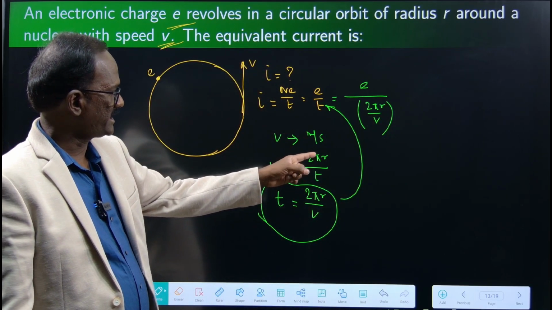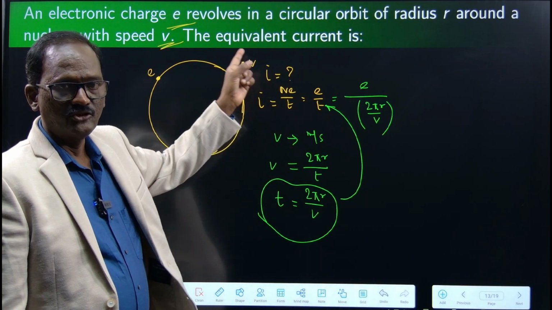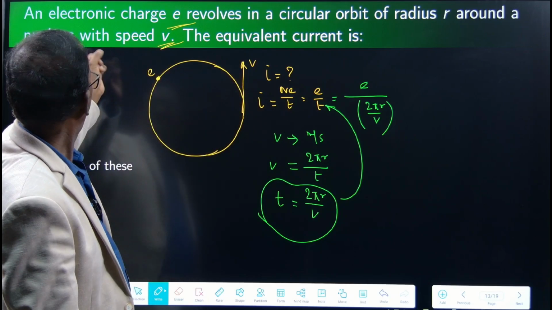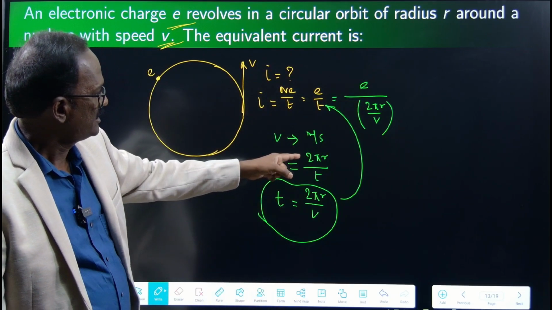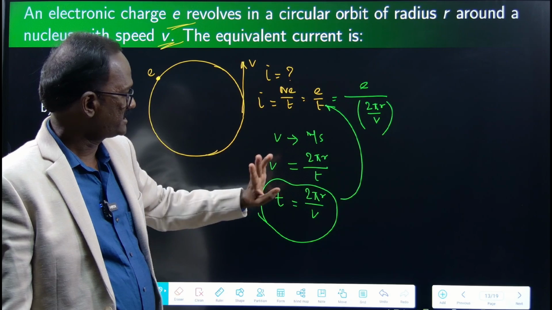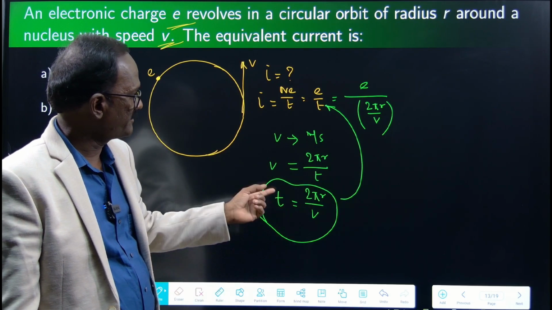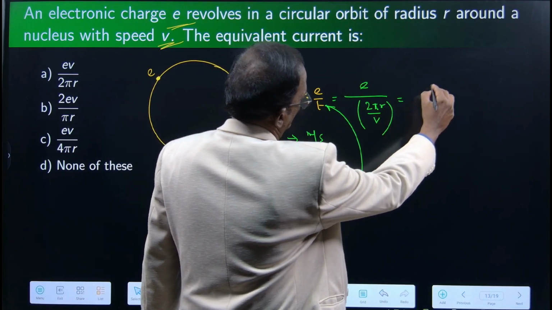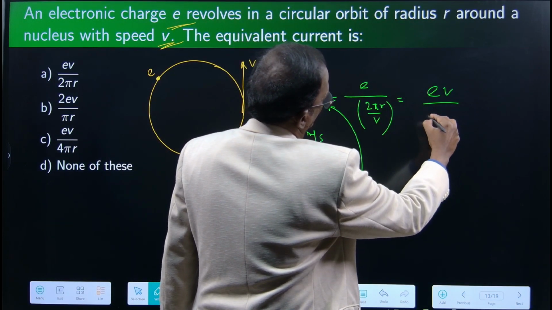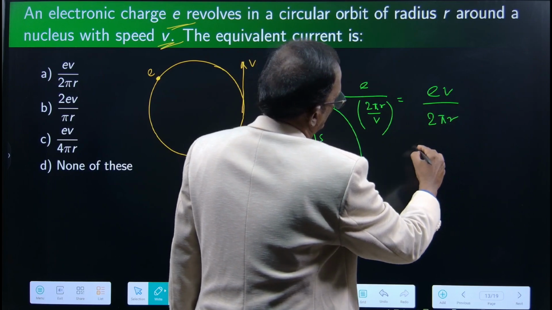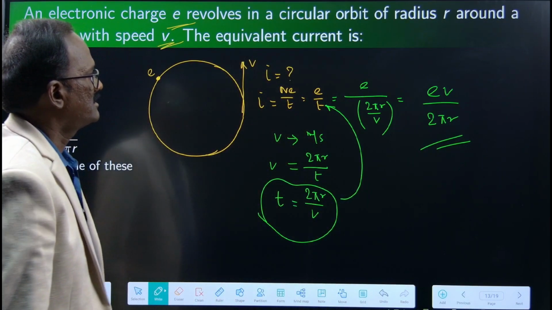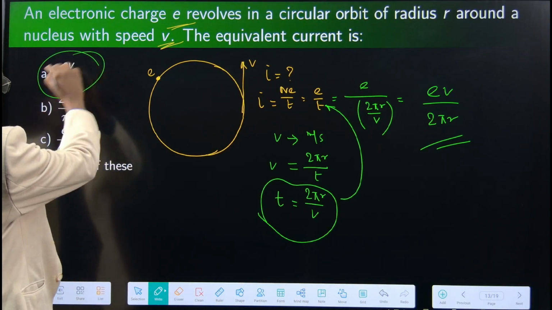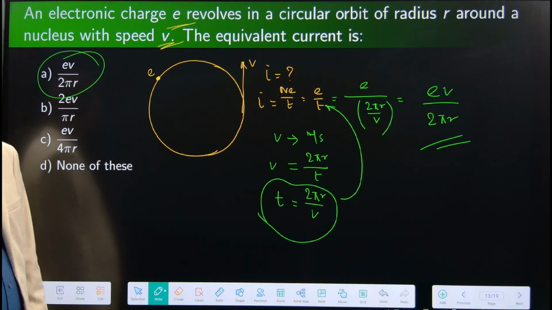So v is meter per second. Meter is the unit of distance. The distance is the circumference, 2 pi r, where r is the orbit radius. The time taken is t seconds. From here t is equal to 2 pi r by v. Put the value of t in that equation. So this is e, v will go up: e v by 2 pi r. This is the answer. I is equal to e v by 2 pi r. Yes, option A, e v by 2 pi r.